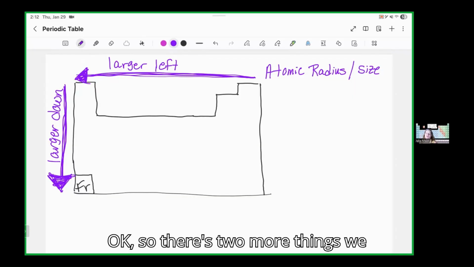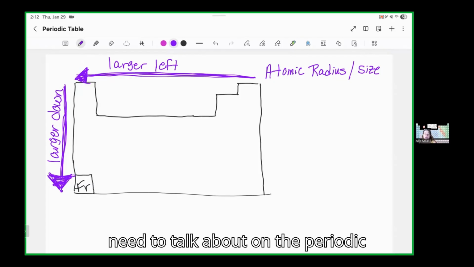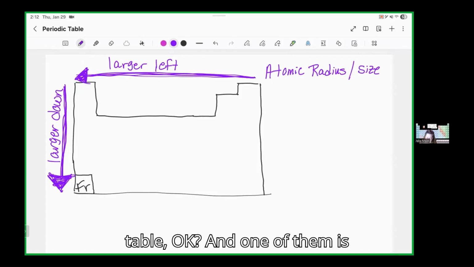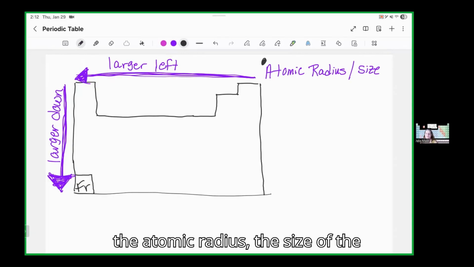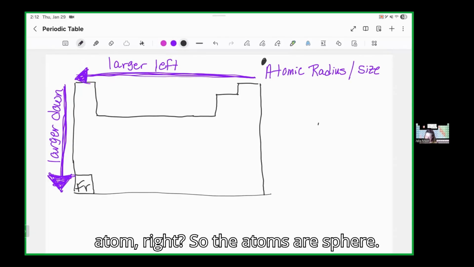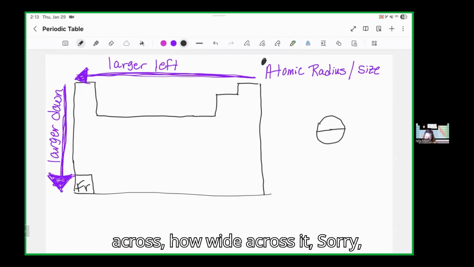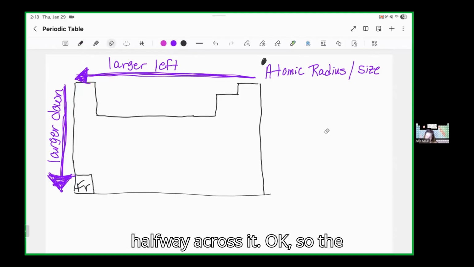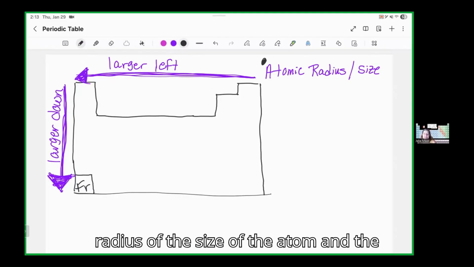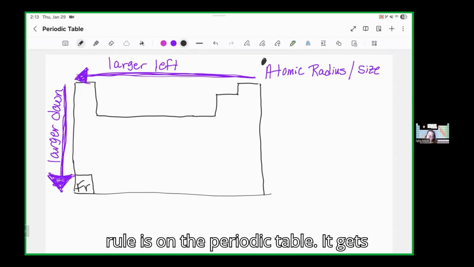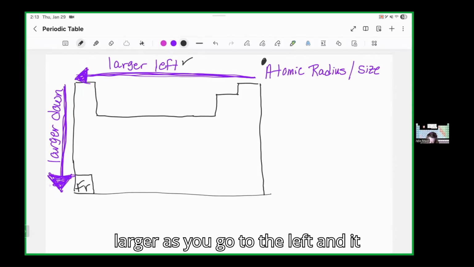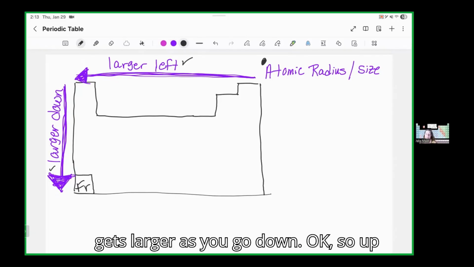Okay, so there's 2 more things we need to talk about on the periodic table. One of them is the atomic radius, the size of the atom. The atoms are a sphere, so the radius is how wide it is, sorry, halfway across it. The rule is on the periodic table, it gets larger as you go to the left, and larger as you go down.